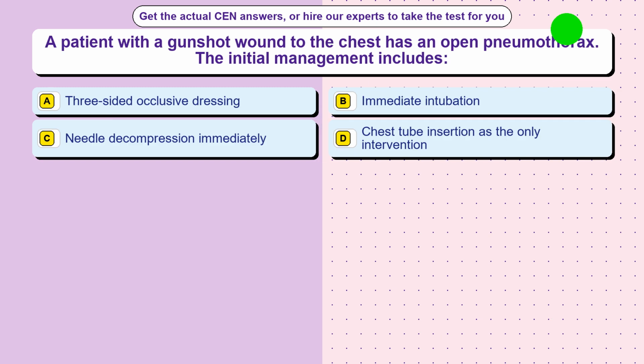Question 30. A patient with a gunshot wound to the chest has an open pneumothorax. The initial management includes: Option A, 3-sided occlusive dressing. Option B, immediate intubation. Option C, needle decompression immediately. Option D, chest tube insertion as the only intervention.